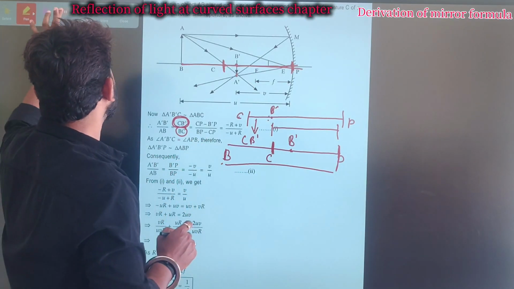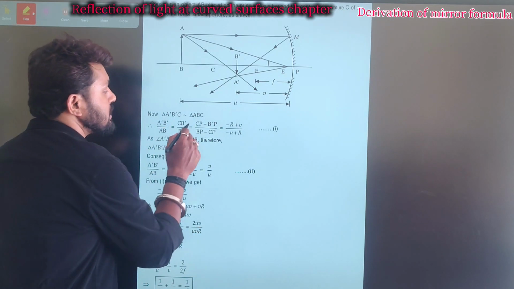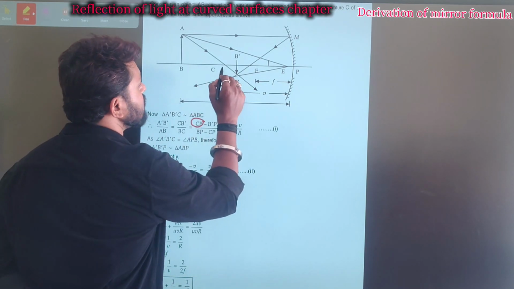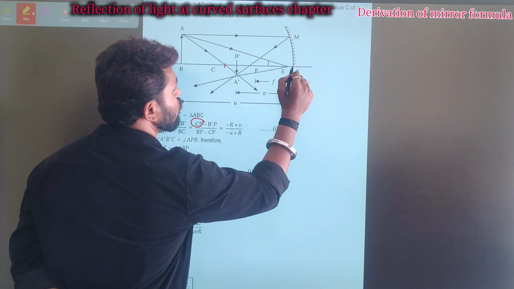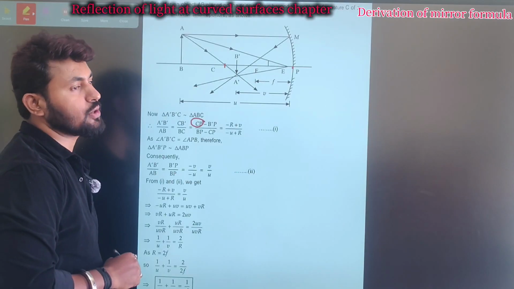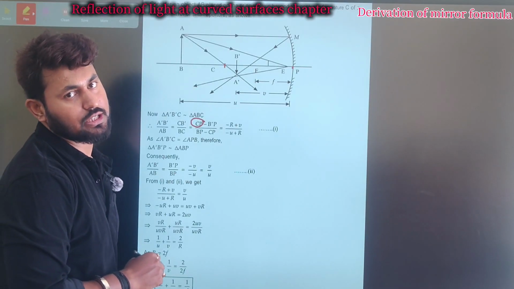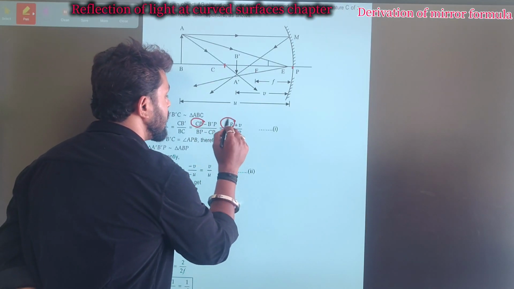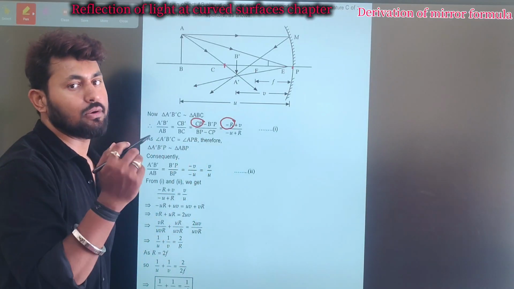Now moving ahead. If you check that, then what is CP that I have? CP is nothing but the distance from center of curvature to pole. I already told you the distance from center of curvature to pole is nothing but the radius of curvature that we have. Now why am I getting a negative sign? I'll tell you later.